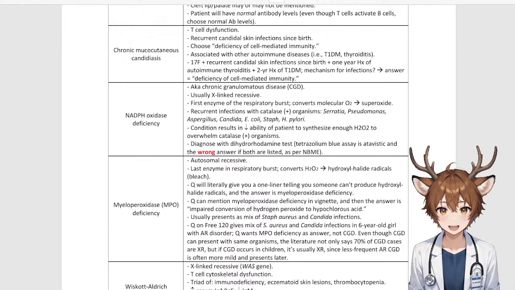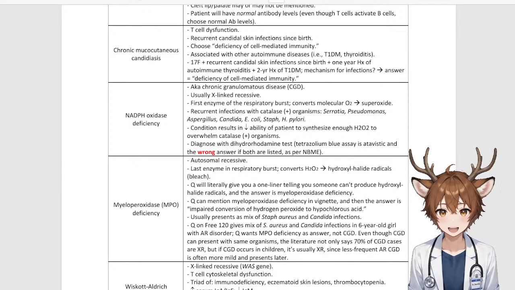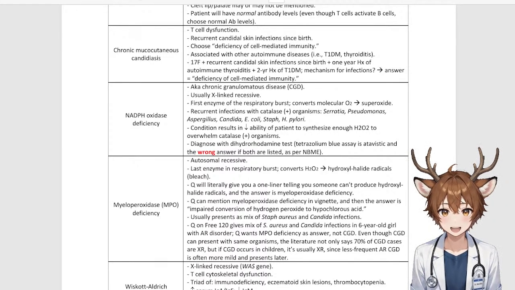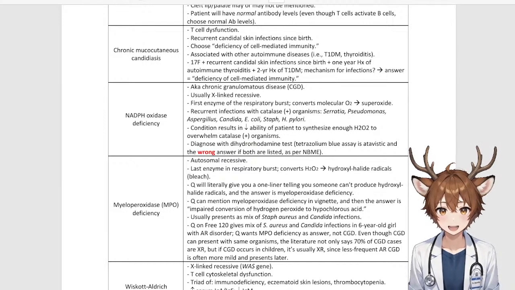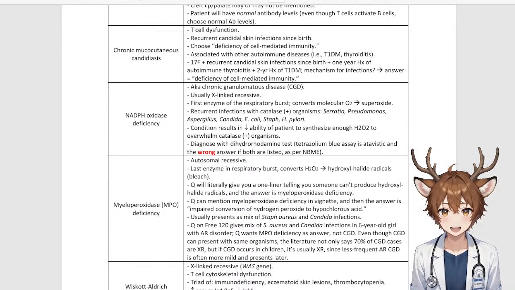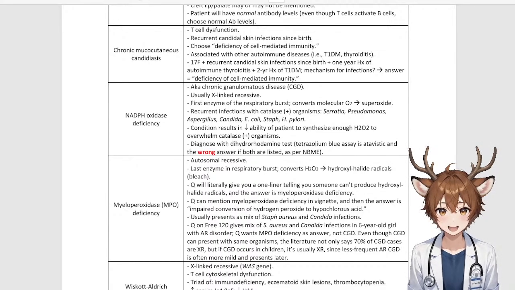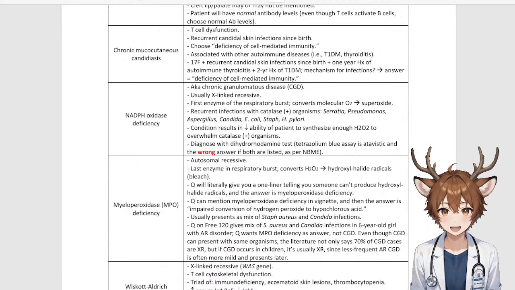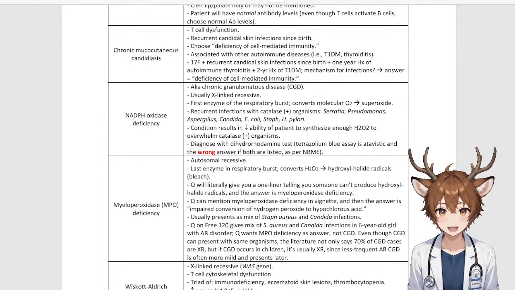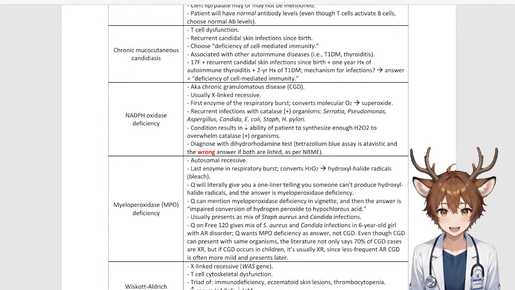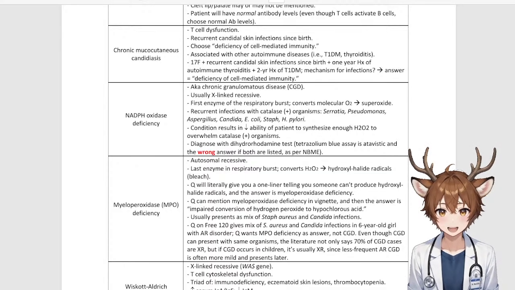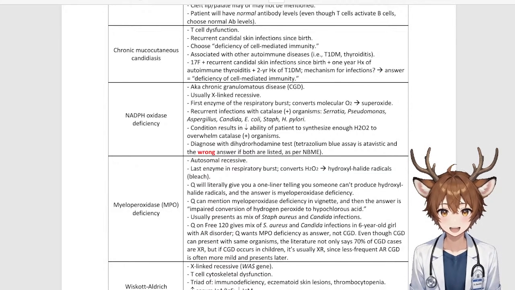Chronic mucocutaneous candidiasis: T-cell dysfunction, recurrent candidal skin infection since birth. Choose deficiency of cell-mediated immunity, associated with other autoimmune diseases, for example, type 1 diabetes mellitus, thyroiditis. A 17-year-old female with recurrent candidal skin infection since birth, plus a 1 year history of autoimmune thyroiditis, plus a 2 year history of type 1 diabetes. Mechanism for infections, the answer should be deficiency of cell-mediated immunity.